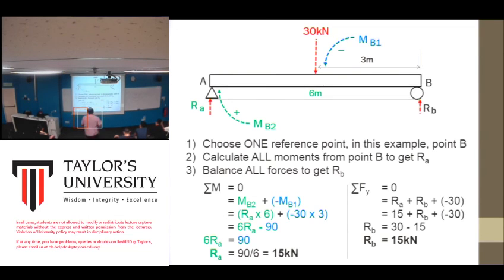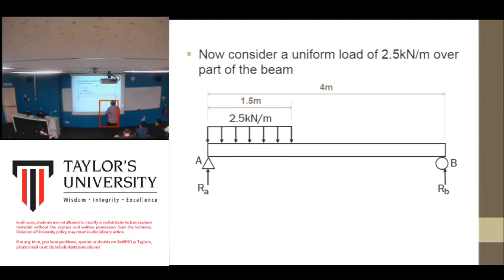Okay, how about this one? Now consider a uniform dead load of 2.5 kilonewton per meter over part of a beam. Here we have a UDL. The length of the UDL is 1.5, and there are two supports, A and B. The distance between the supports is 4 meter. So same concept. You need to convert this into a point load.